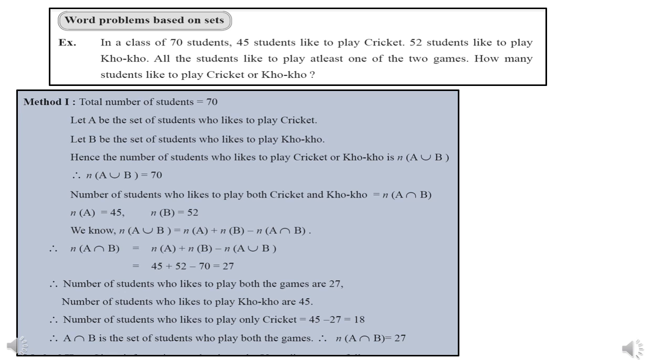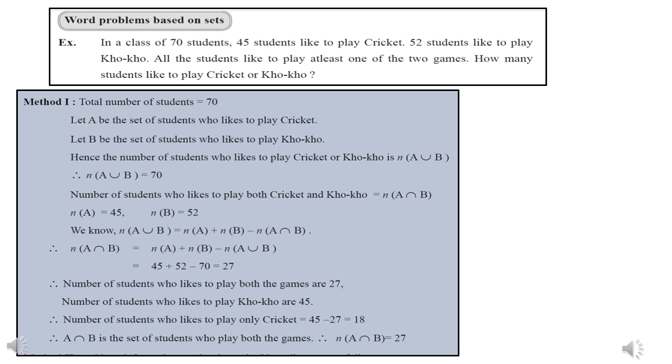So we have to find A intersection B, meaning those who like both cricket and Kho-Kho. We have our formula which we have learned in the earlier slide. Now we have the number of elements of A, the number of elements of B, and the union given to us; we have to find the intersection. So I am going to rearrange my formula and solve. Look here in the solution.